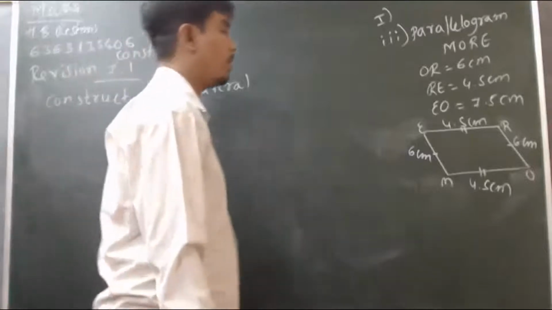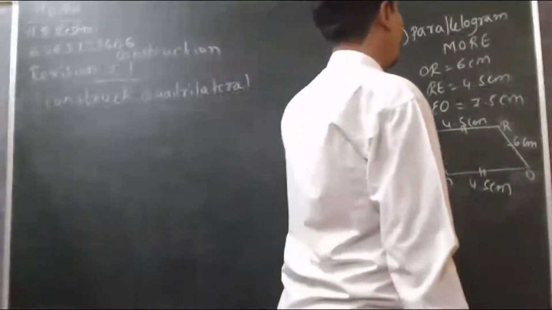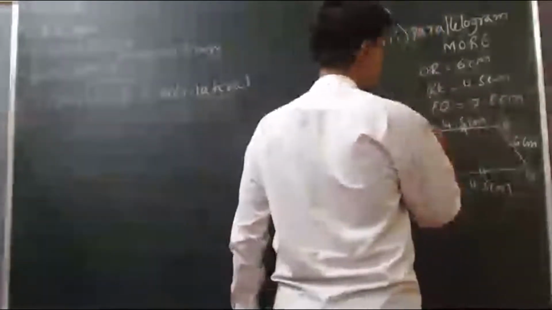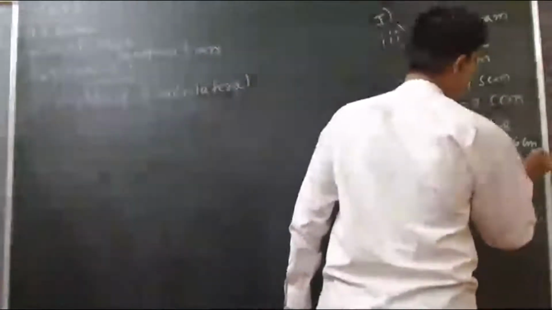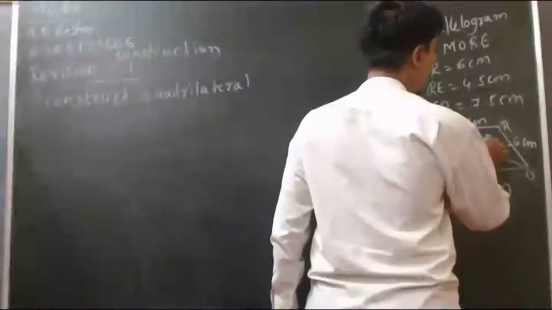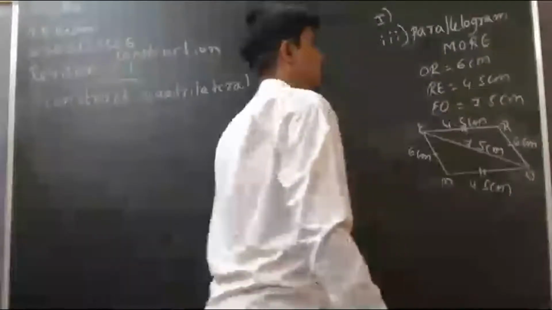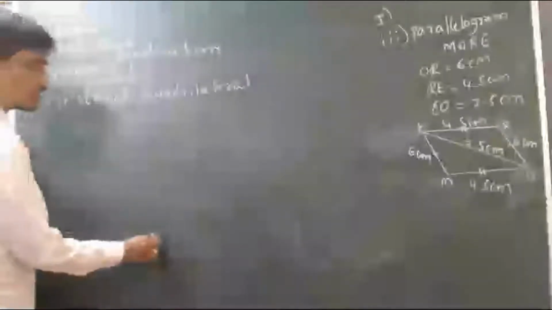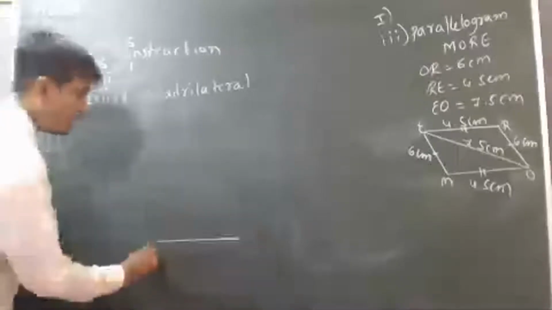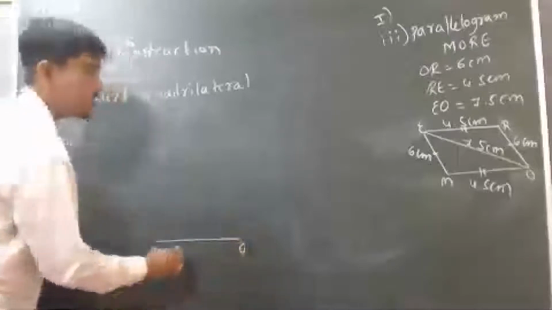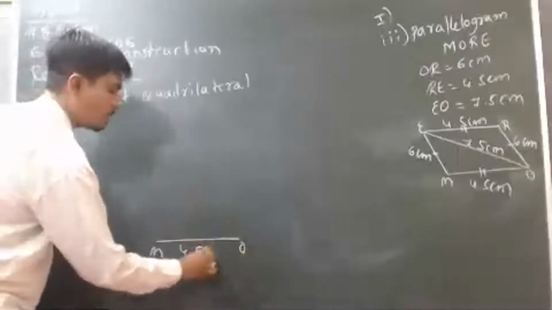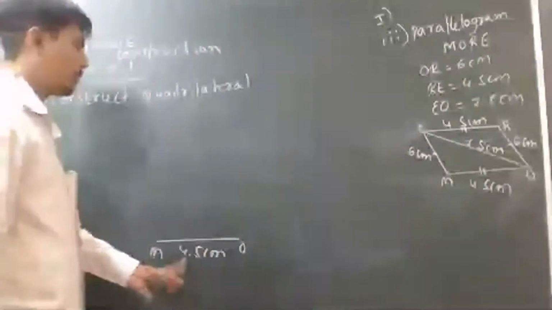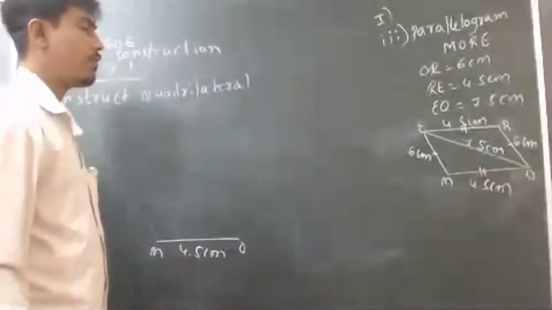Now we have another piece of information. What is that? About the diagonal. What is the diagonal? 7.5 centimeter. First, we have to draw the line segment measuring MO. How many centimeter? 4.5 centimeter. So this is your length for the base.